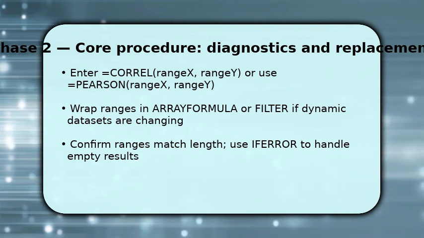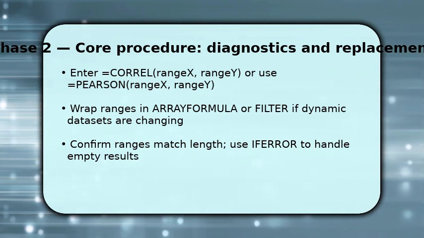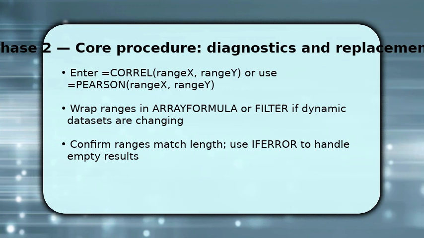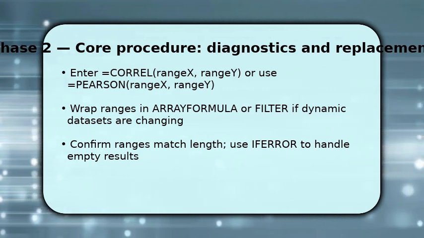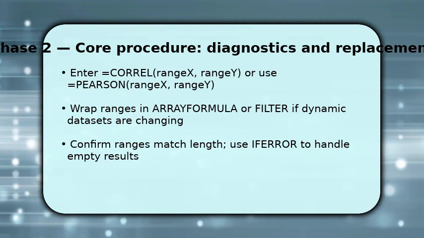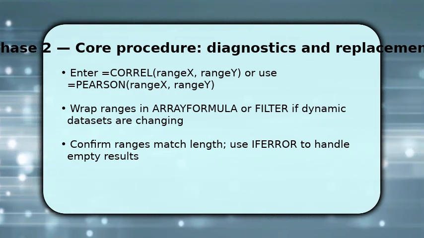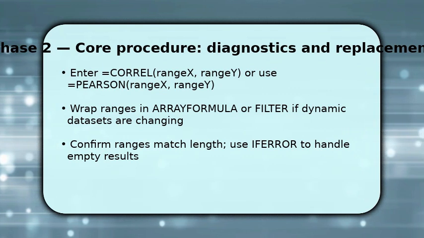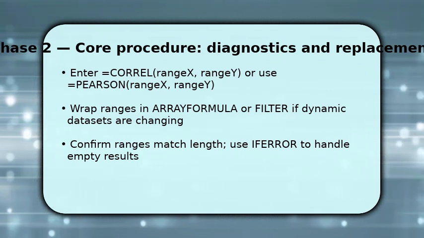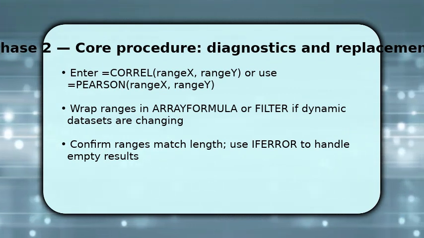Values near 1 indicate strong positive correlation, near -1 strong negative, and around 0 little linear correlation. If your dataset updates, wrap ranges in array formula or filter to keep the formula dynamic. If you expect missing data, include IFERROR to display a blank.